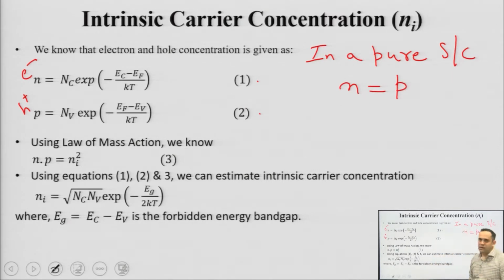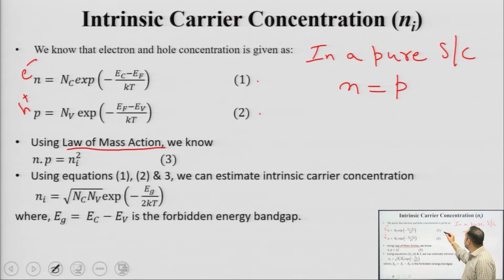For this, I also use another law which is known as the law of mass action. This law of mass action is valid for both intrinsic as well as doped semiconductors. So, whether doping is present or not, the law of mass action is valid. What it says is that the product of carrier concentrations, electron concentration multiplied by hole concentration, is a constant number given by n_i squared. n_i stands for the intrinsic carrier concentration.